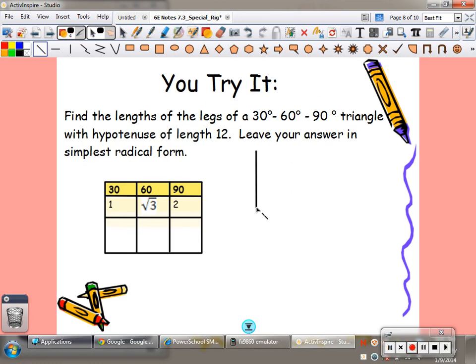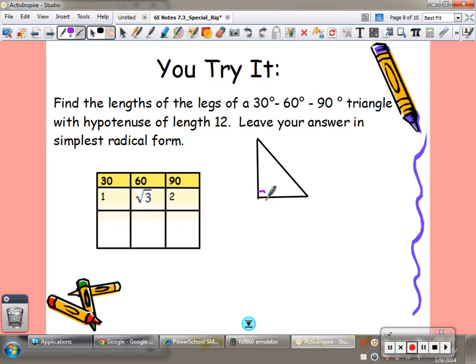I'm going to use the tools here to draw a little bit better of a triangle than the ones that I've been drawing. So here's the 30, 60, 90. The hypotenuse is 12. We'll say that's the 30 and this is the 60, and we'll just call them x and y. And it says leave your answer in simplest radical form.